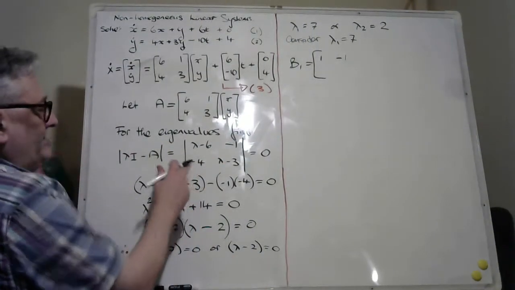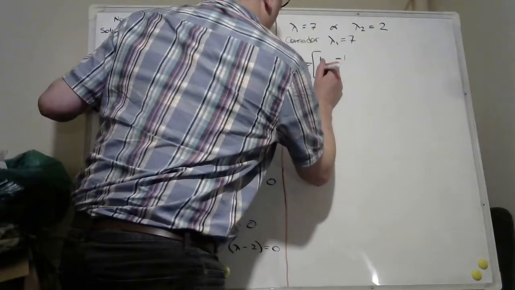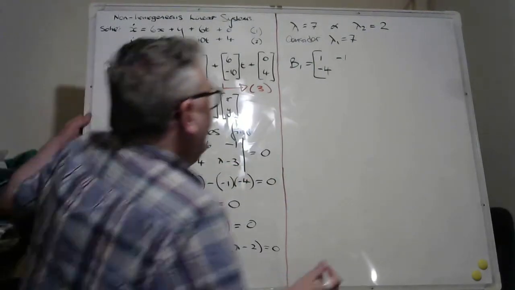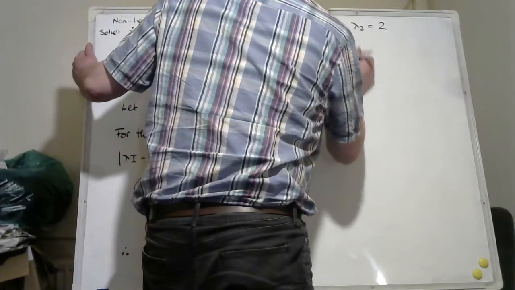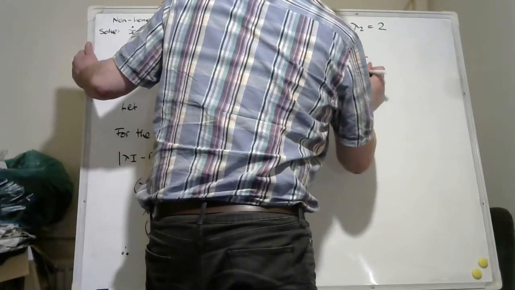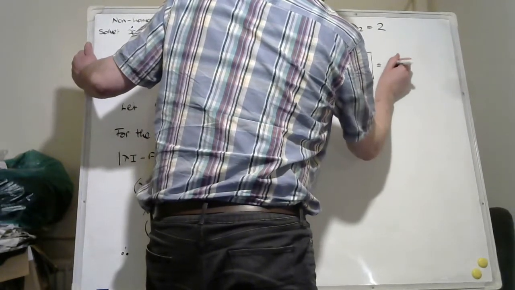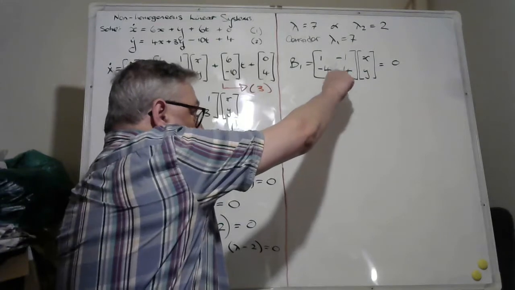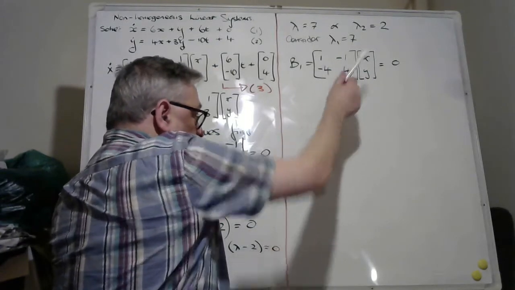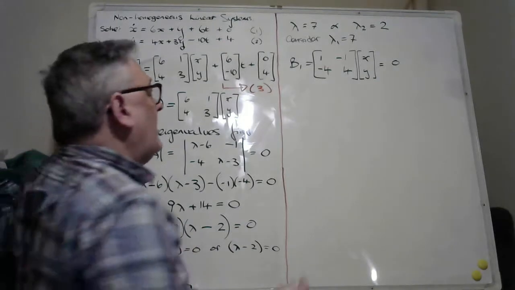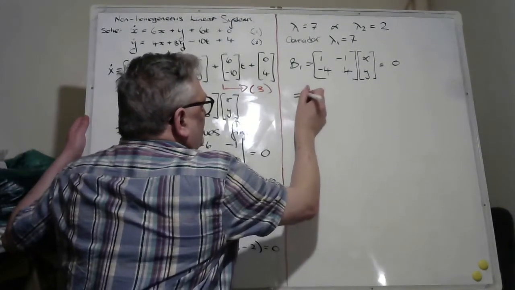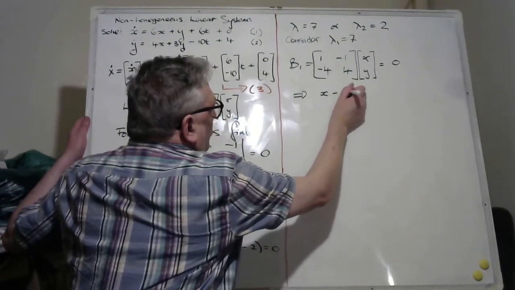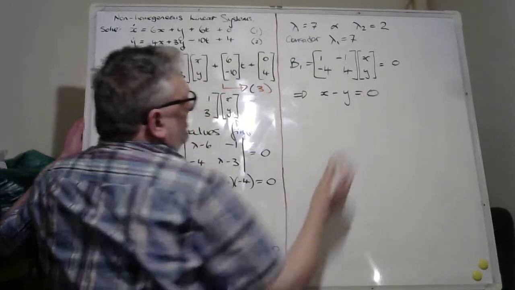We've got minus 4, that just stays the same. And we've got 7 minus 3, which is 4. And that's multiplied by the vector xy, and that's equal to 0. Now, hopefully you can see that these equations, 1 and minus 1, and minus 4 and 4, are just multiples of each other. And so we get the form x minus y equals 0.